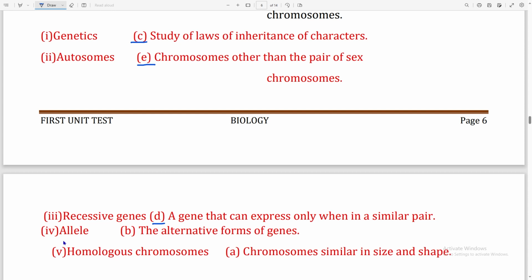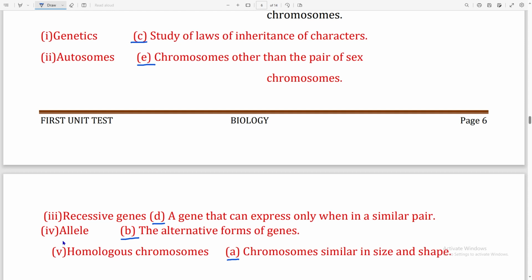Fourth bit, allele, alphabet is B. The answer is the alternative forms of genes. Fifth bit, homologous chromosomes, alphabet A. Chromosomes similar in size and shape.